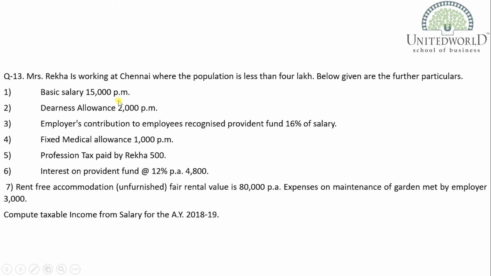First is the basic salary of 15,000, dearness allowance of 2,000, employer's contribution to employees' recognized provident fund, that is 16% of the salary, right? Then comes the fixed medical allowance, 1,000 rupees a month. Then professional tax paid by Rekha, rupees 500. Interest on provident fund at 12% per annum, that is 4,800 rupees. Rent-free accommodation, RFA. Here the information is provided about the population of the city, right? This is unfurnished. Fair rental value is 80,000 per annum. Expenses on maintenance of garden met by the employer, that is 3,000 rupees.